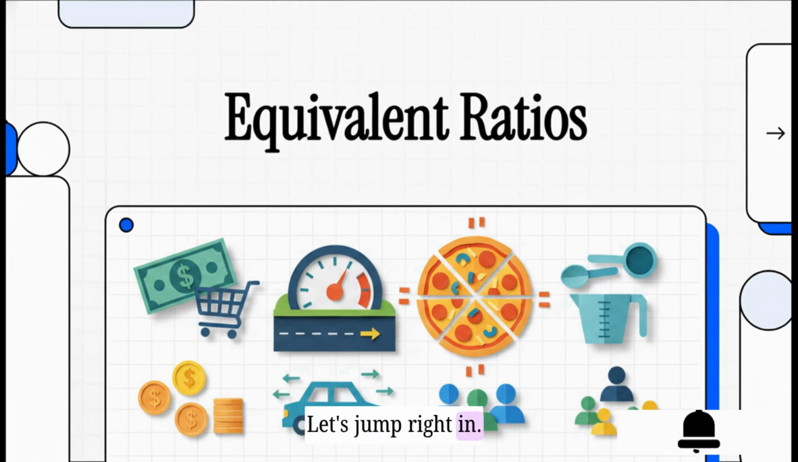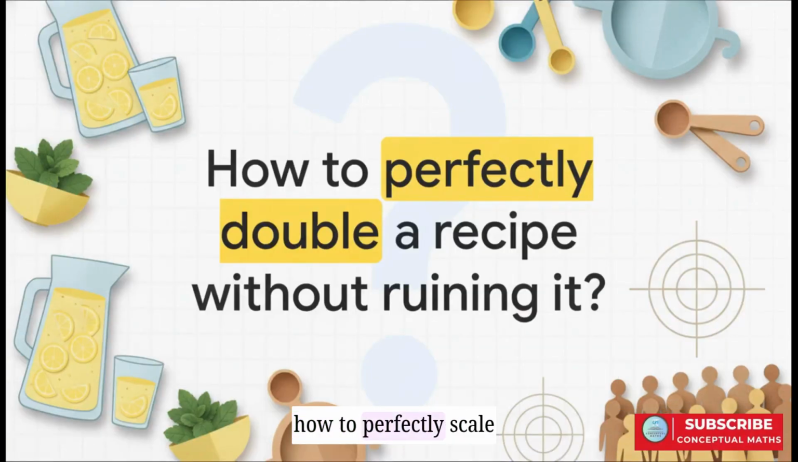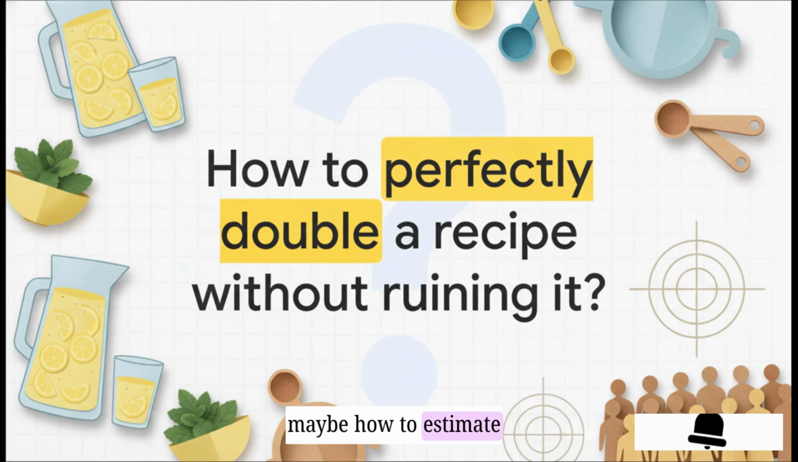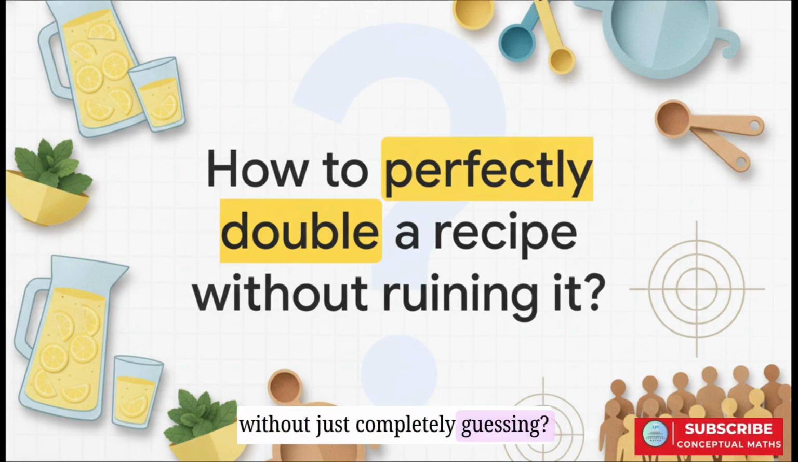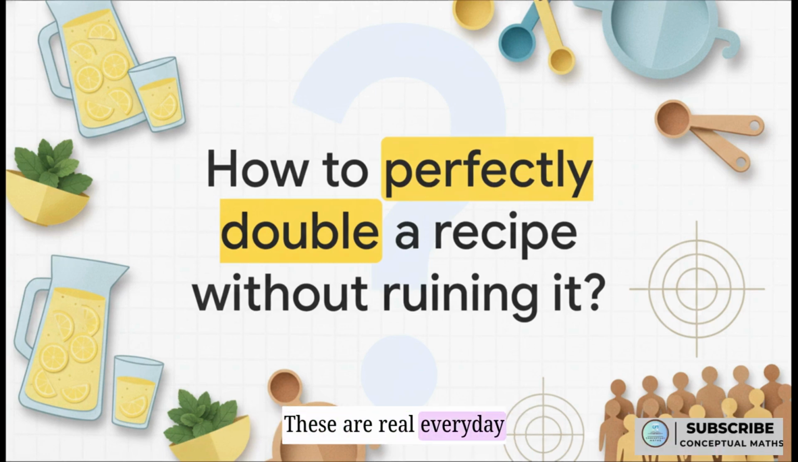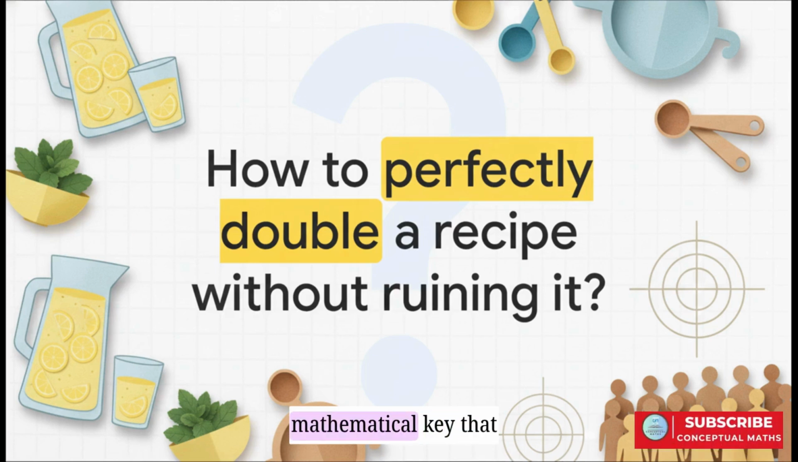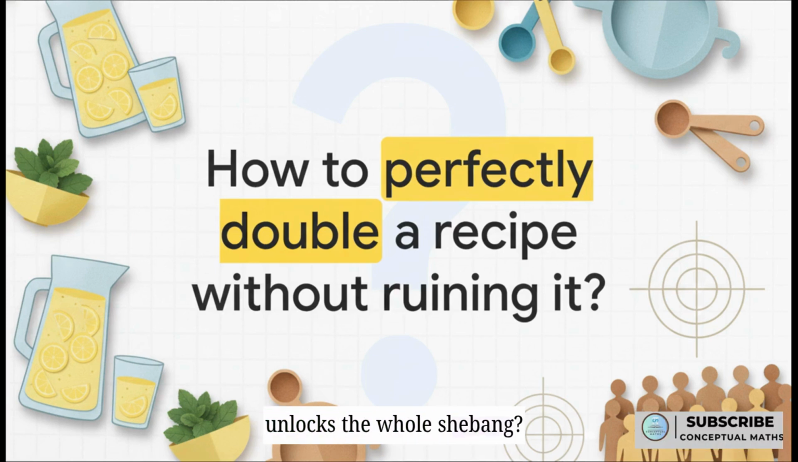Let's jump right in. So, have you ever wondered how to perfectly scale up a batch of lemonade for a summer party without totally ruining the flavor? Or maybe how to estimate a crowd at a local event without just completely guessing? These are real, everyday scenarios that can easily trip us up. But what if I told you there's actually a foolproof, incredibly simple mathematical key that unlocks the whole shebang?